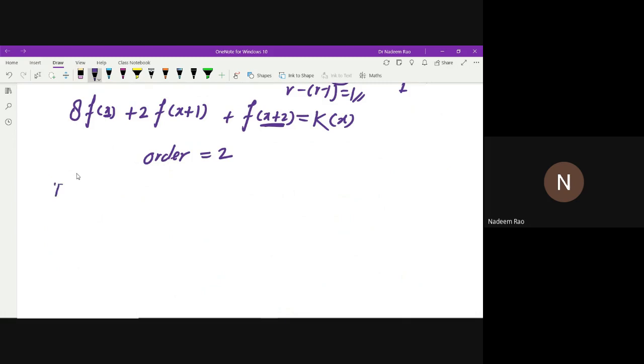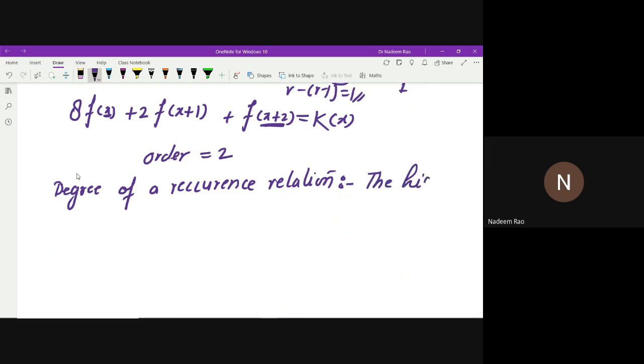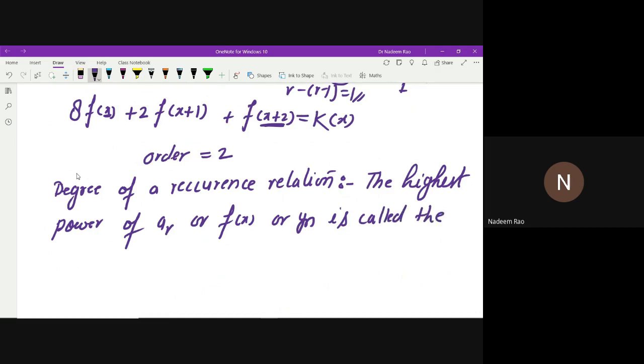Now we will move to the degree. Degree of a recurrence relation: the highest power of ar or f of x or y of n is called the degree of the recurrence relation. Very simple.